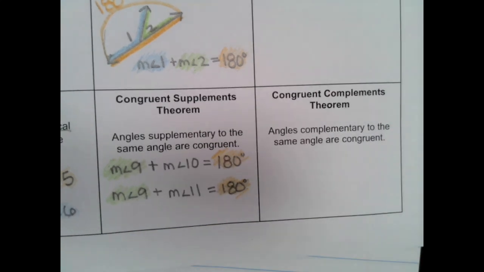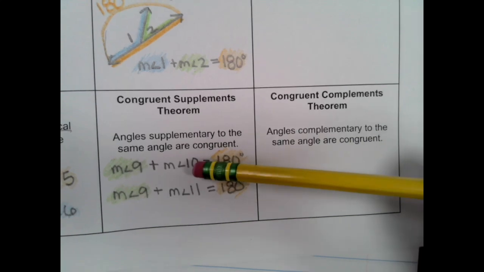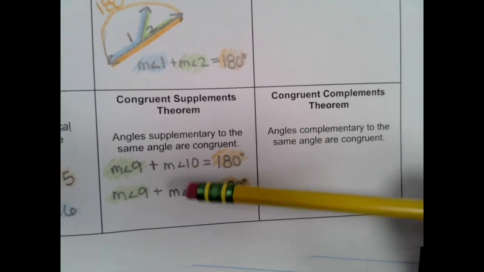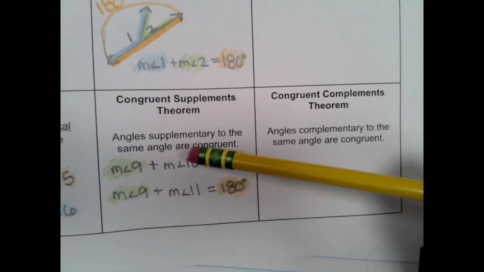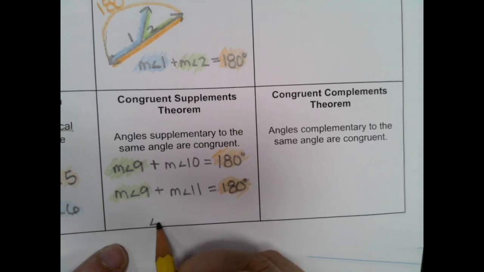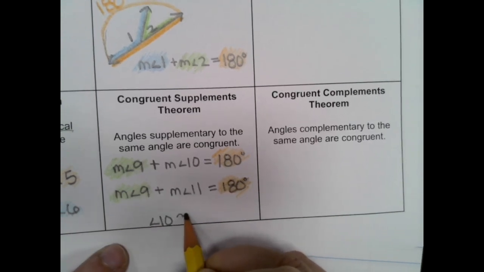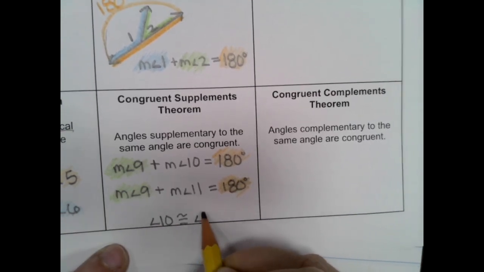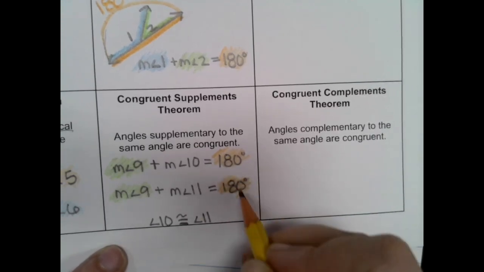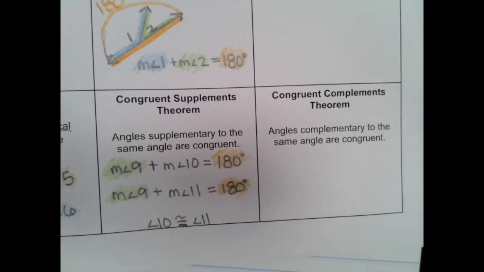What ends up happening is these middle ones, angle 10 and angle 11, have to be the same. So that's what this is saying, that they're congruent. Angle 10 has to be the same as angle 11. In order to make both of these statements true, these would have to be the same numbers.